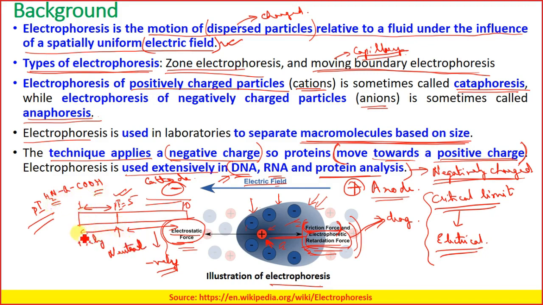If we go towards the acidic pH, what will happen? This NH2 will become NH3 plus, and COOH remains. Whereas if you go towards the higher pH, we will have NH2 and COO minus, right? So that's why at PI, both the amino group and the carboxylic group, the basic and the acidic groups, will be neutralized.